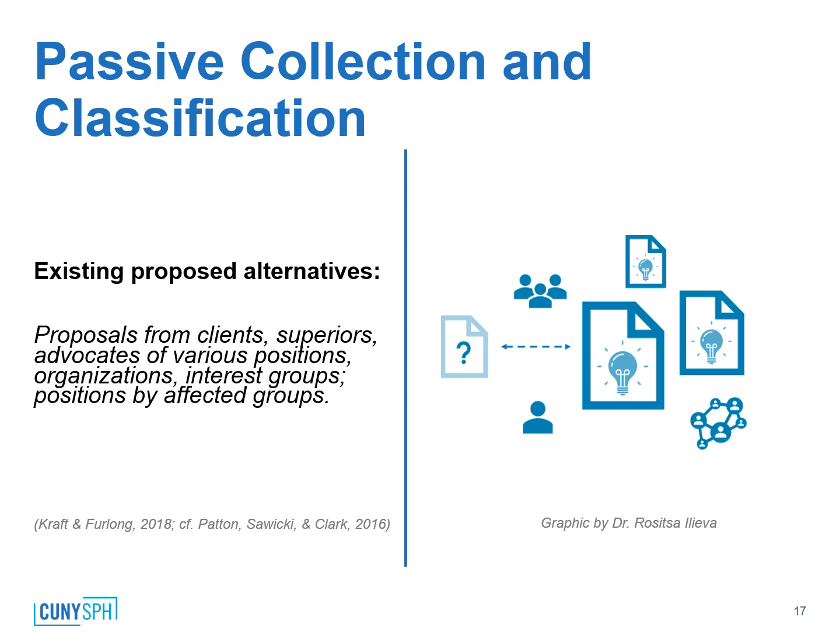The next method, which is passive collection and classification, is a bit more opportunistic. So instead of actively designing new ideas, analysts collect existing proposals that have already emerged in the policy space. And these might come from clients or policymakers commissioning the analysis, advocacy groups or coalitions, interest groups and professional organizations, or directly from communities and affected populations.